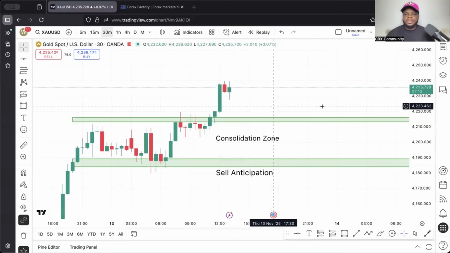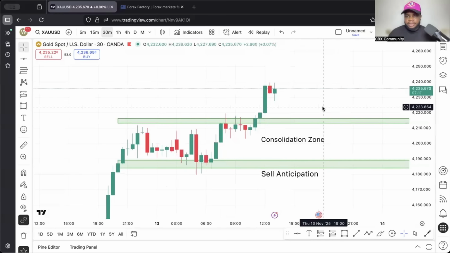So all we need to do is be patient, since we are anticipating the candle to give us a structure. The moment we identify a structure, then we can decide to open a position. But meanwhile, let's just be patient.